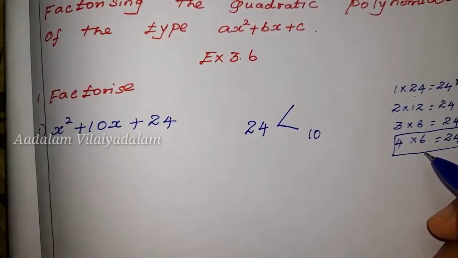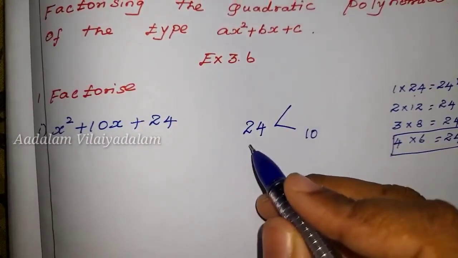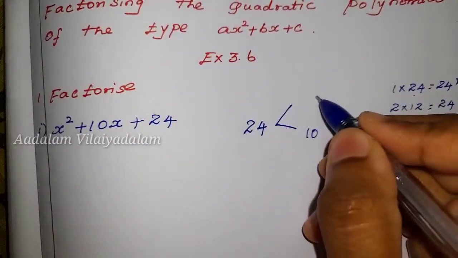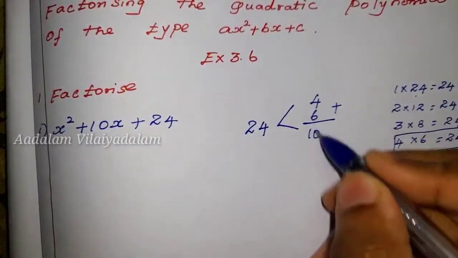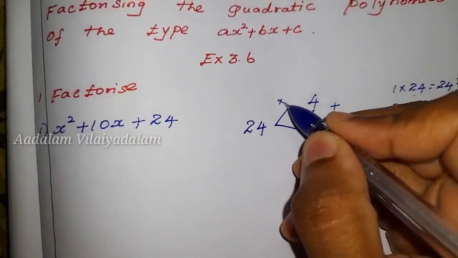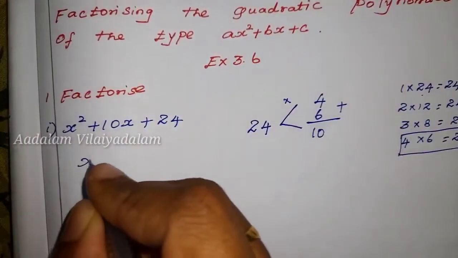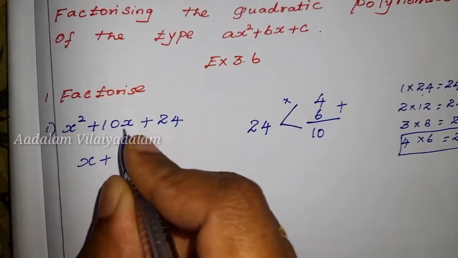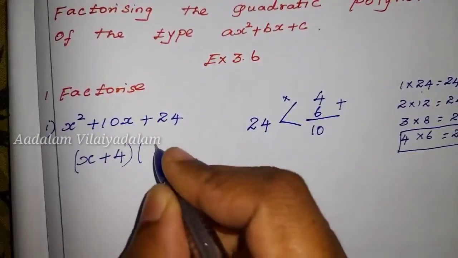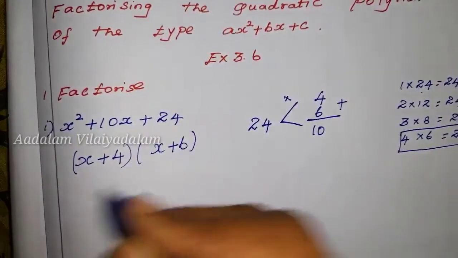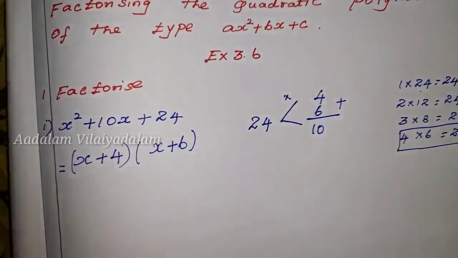Here 4 plus 6 is 10. The sum of the factors should be 10 and the product should be 24. Here 4 plus 6, the sum of the factors is 10, and 4 times 6 is 24. So the factors are x plus 4, here the variable is x, and x plus 6. The factors of the quadratic equation are x plus 4 and x plus 6.